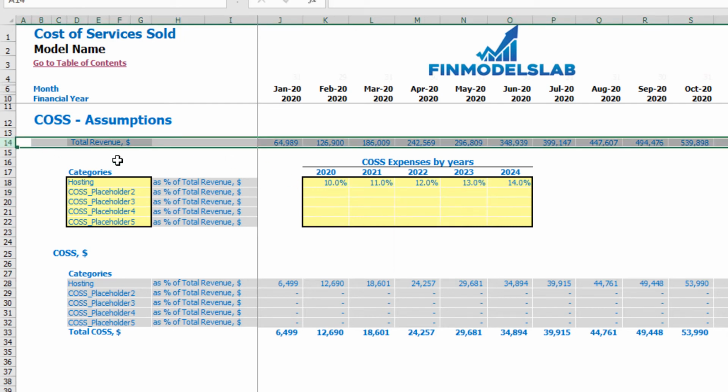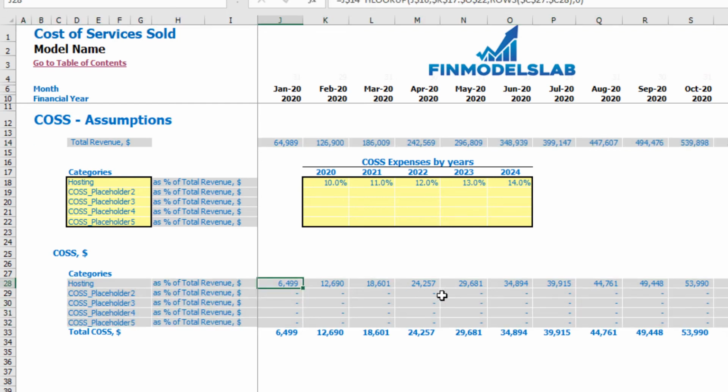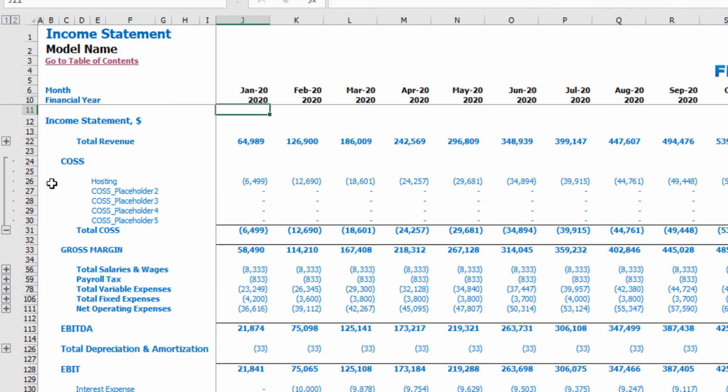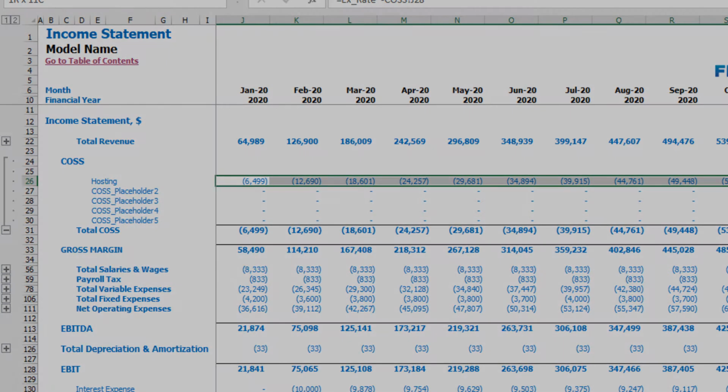On the top you may see the calculation of total revenue based on the assumptions you input before on the inputs and the dashboard tab, and below you may see the calculation of hosting expenses as a percentage of total revenue by years, and you may see this breakdown by months as well. The summary of your cost of services sold you may see in the income statement at the total cost of services sold tab. Here you may see the breakdown by line items and by months.